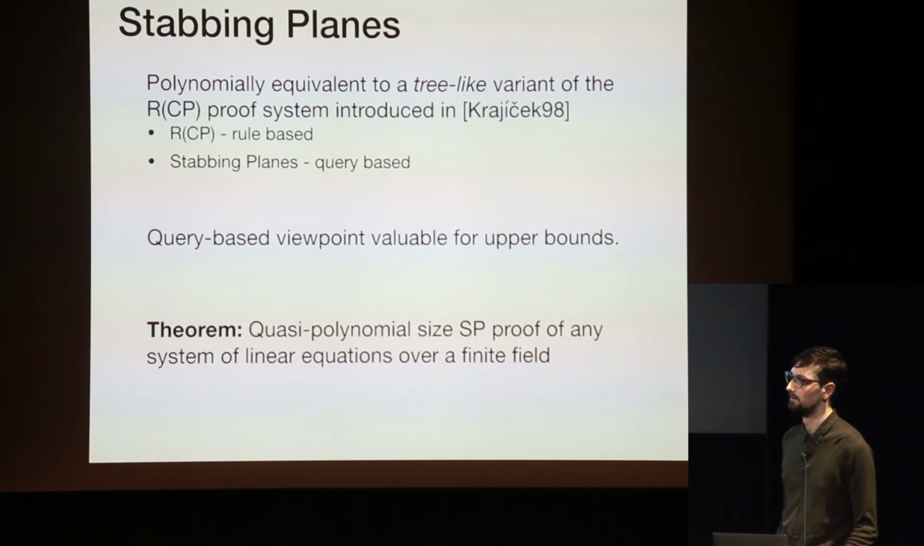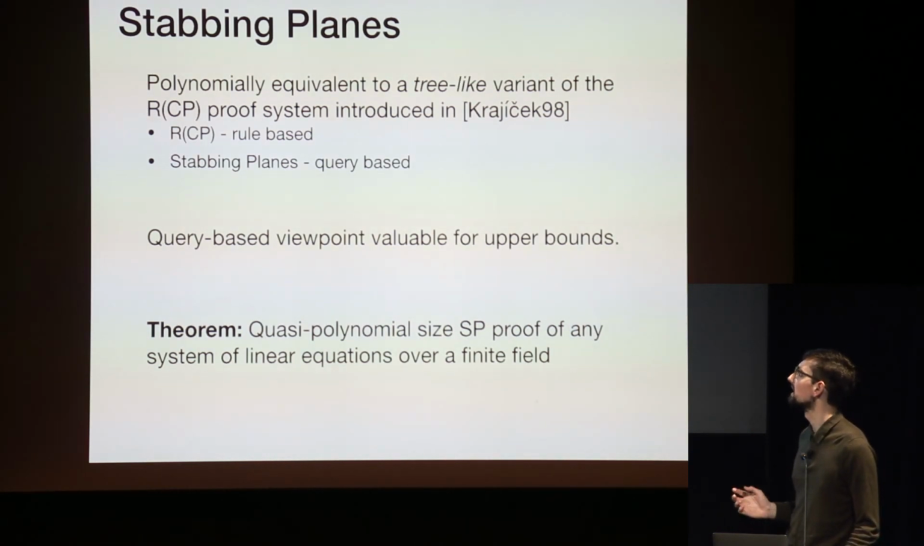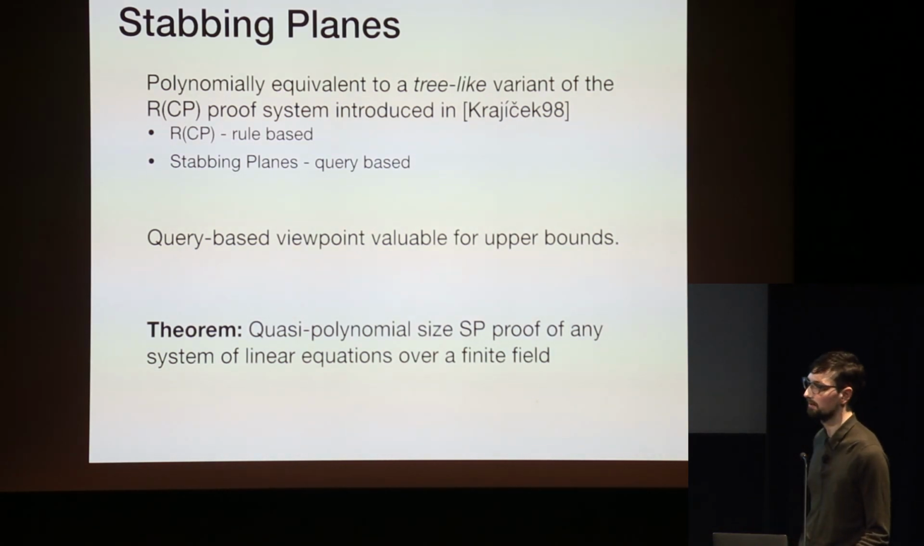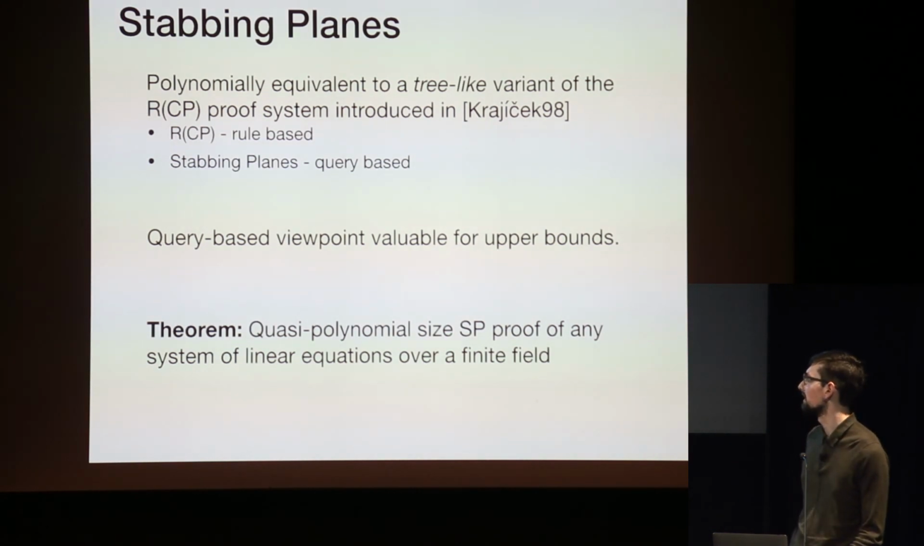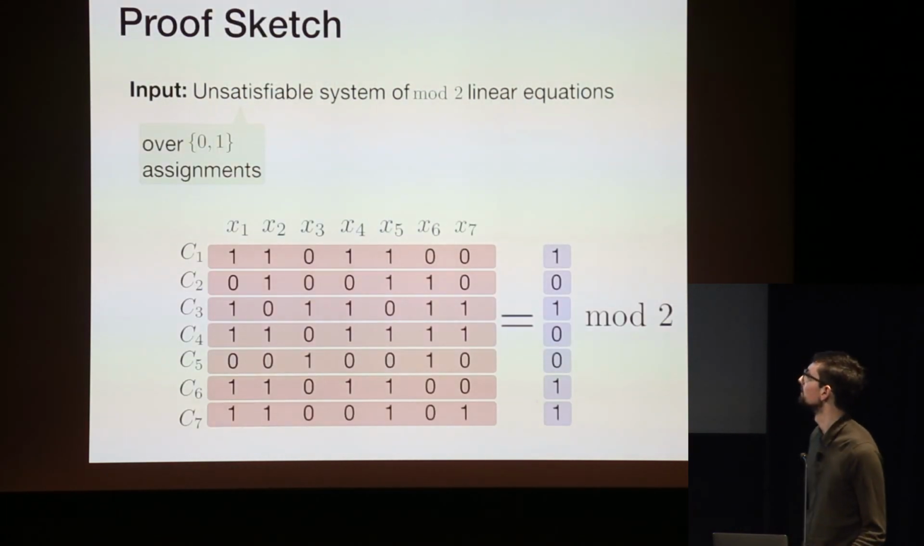And similar to how DPLL and tree-like resolution are query and rule-based versions of each other, we show that stabbing planes does have an equivalent rule-based version. So it's equivalent to a tree-like variant of the RCP proof system introduced by Krajíček. But even so, we think that this query viewpoint of stabbing planes is still quite valuable. In particular, we're able to show some really interesting upper bounds. So the most interesting of these is that stabbing planes has quasi-polynomial size proofs of any system of linear inequalities over a finite field. So I'm going to show that to you because it really illustrates how nice stabbing planes proofs are. So we're going to do mod 2 because it's the easiest, but it generalizes in a straightforward way.